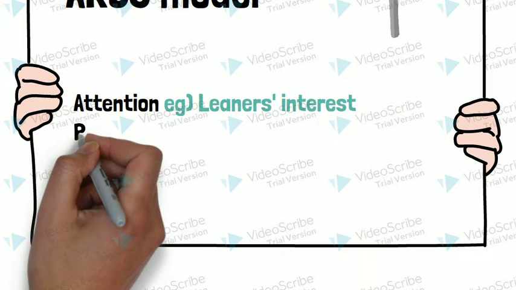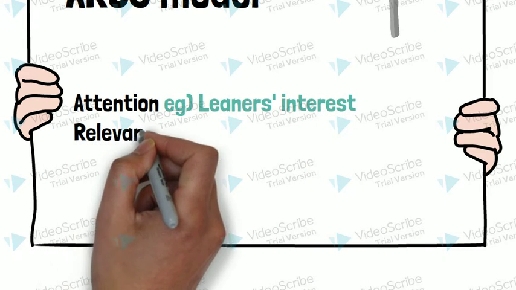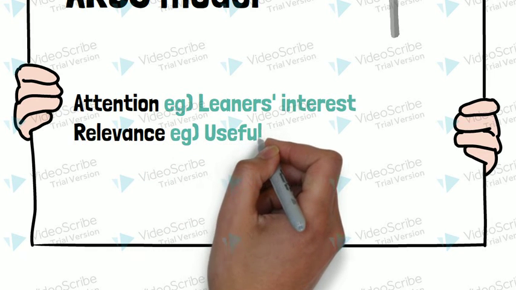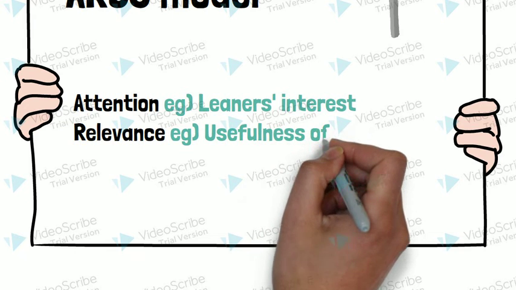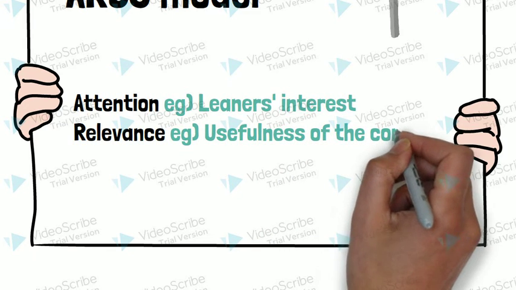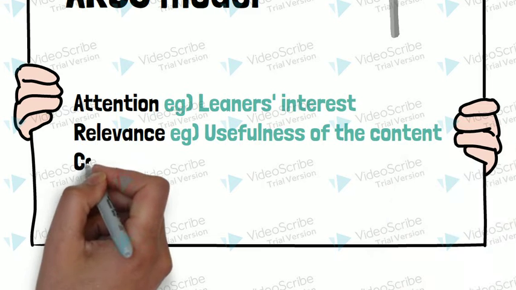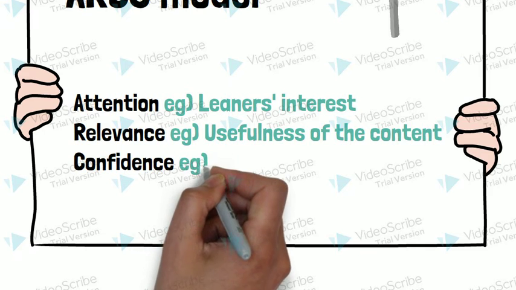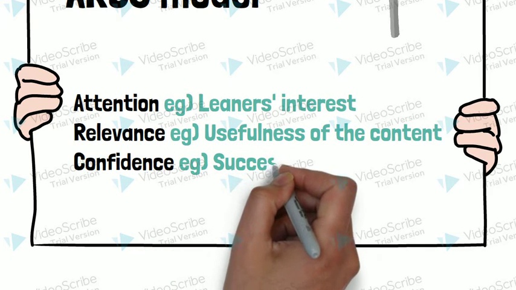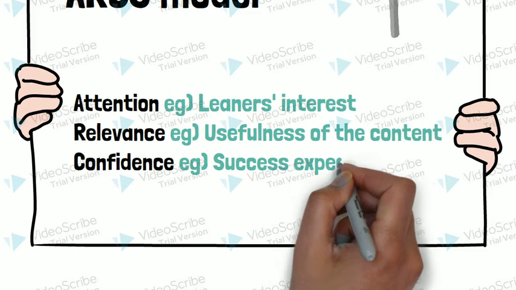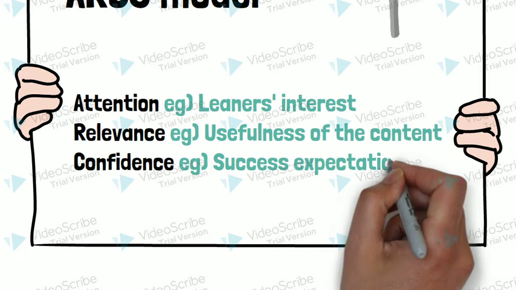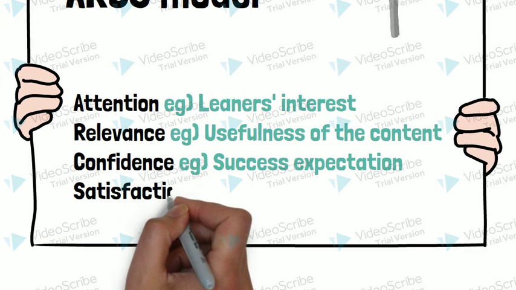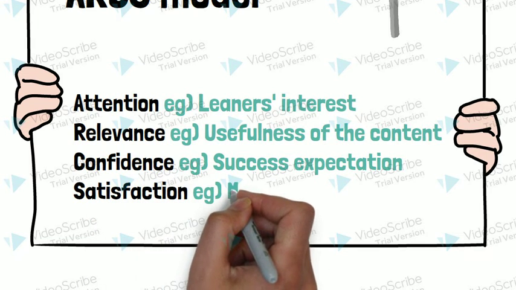Second one, relevance. The learning process should show the usefulness of the content so that learners can bridge the gap between content and the real world. And the next one is confidence. This component focuses on developing success expectation among learners, and success expectation allows learners to control their learning process. The last one, satisfaction. There is a direct relation between motivation and satisfaction. Learners should be satisfied with what they achieved during the learning process.